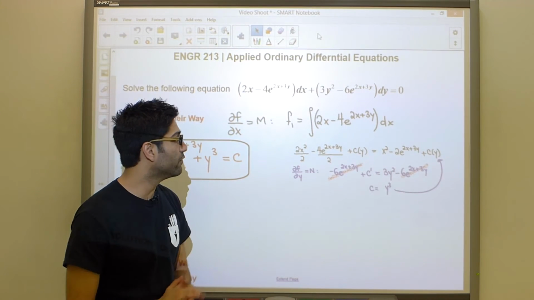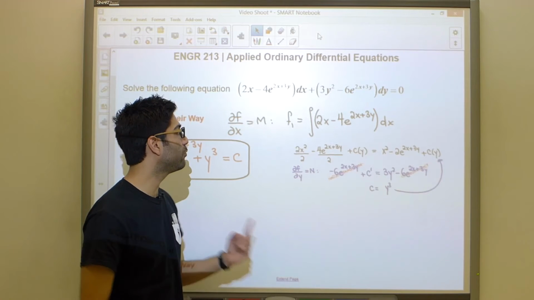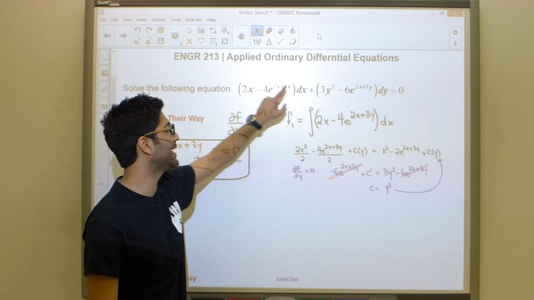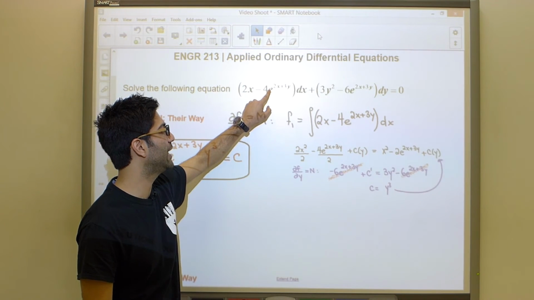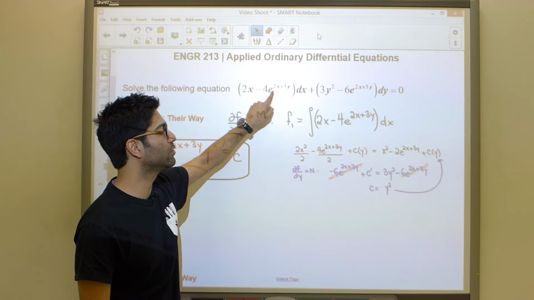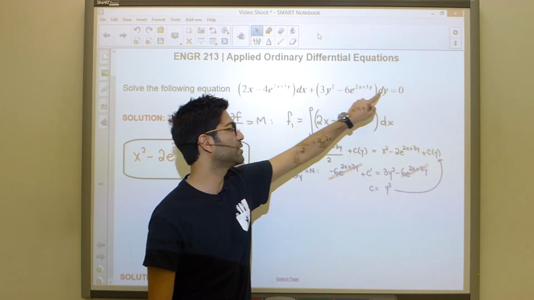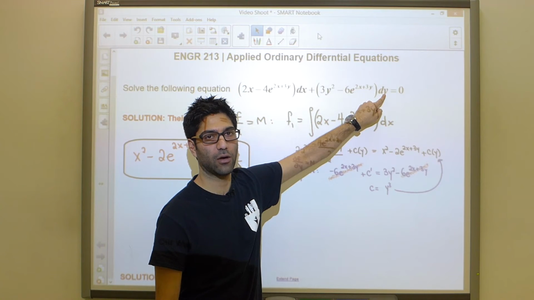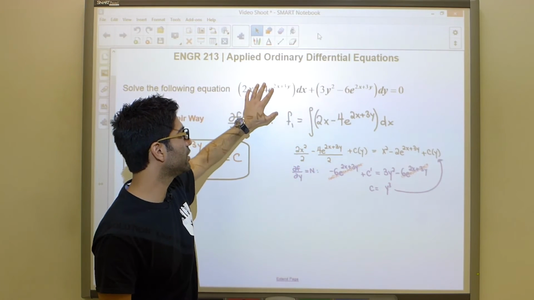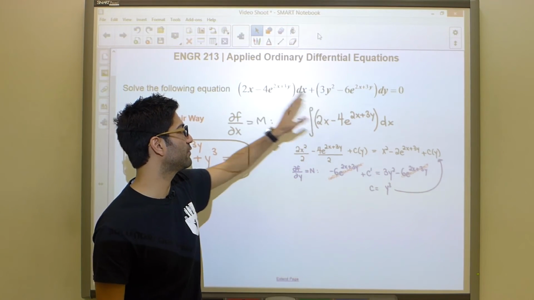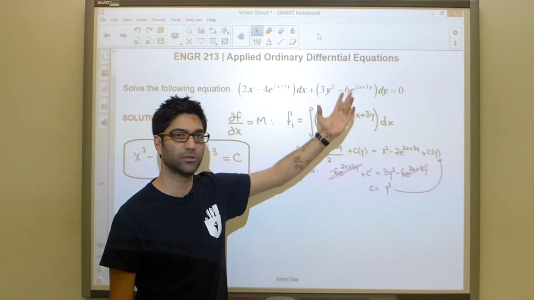Once again, let's go over the steps very quickly. Step 1, ensure this is exact by taking the derivative of m with respect to y and making sure that it is equal to the derivative of n with respect to x, not y. Before you do this, of course, you have to make sure that the equation is in the right format, m dx plus n dy equals 0.